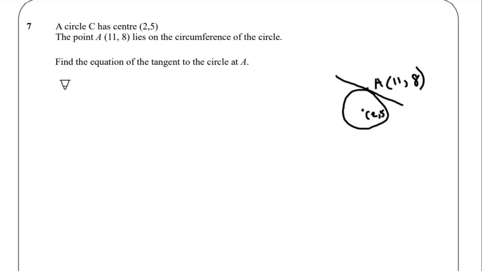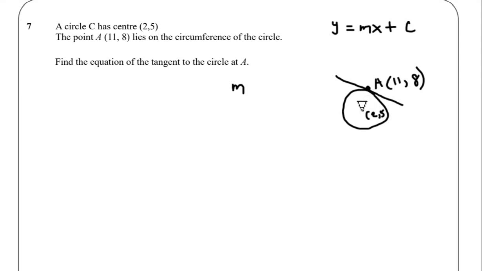So to find the equation of any line, there are two things that are needed. We need m, the slope or gradient of the line, and we also need a point on the line that can be used to find the c in our equation of the line, which is y equals mx plus c. So c happens to be the y-intercept.